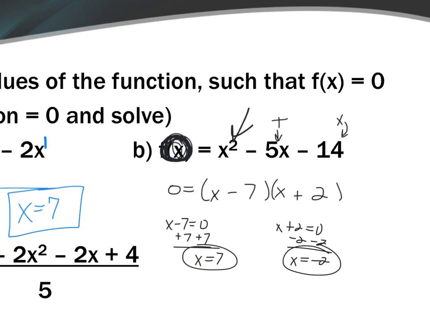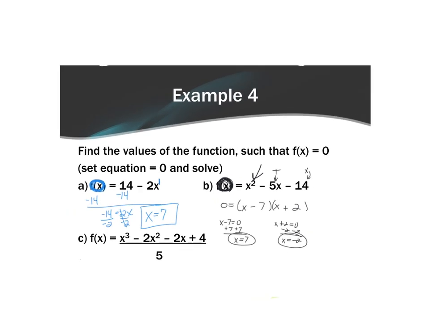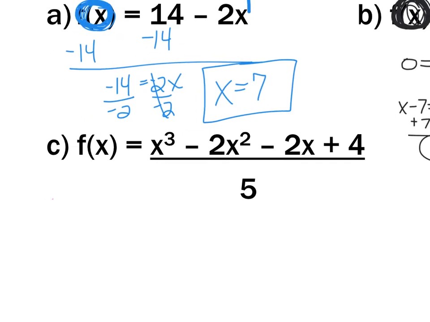But you would just plug 7 in. 7 squared, so 49 minus 35 minus 14, 0. Plug in negative 2. Negative 2 squared is 4. What's negative 5 and negative 2? 10. So 4 plus 10 is 14. 14 minus 14 is 0. There you go. All right, so the last one.